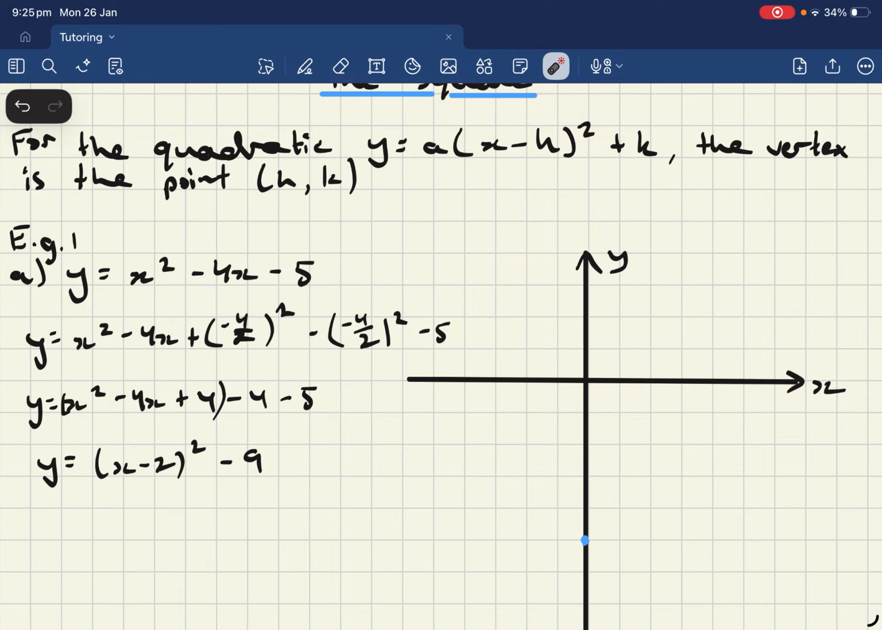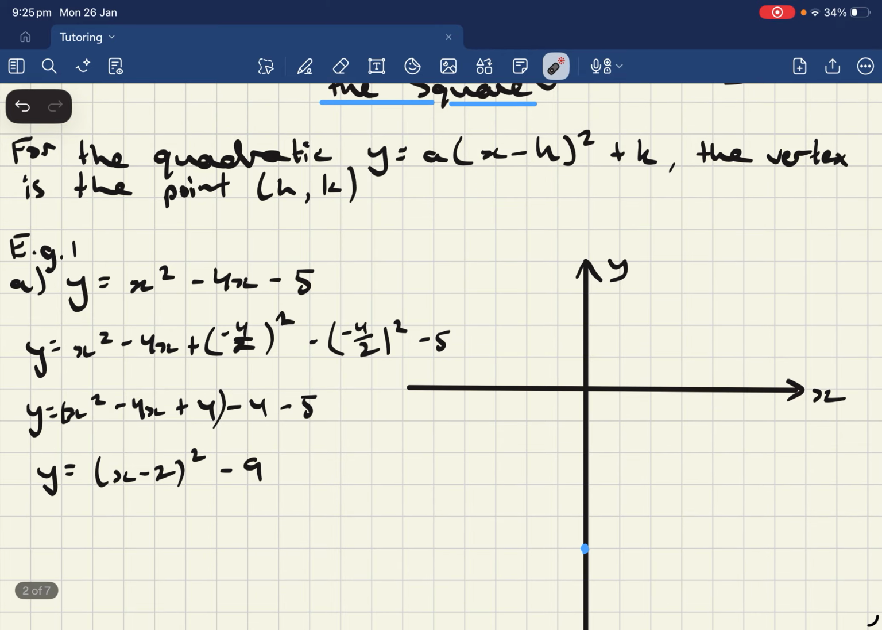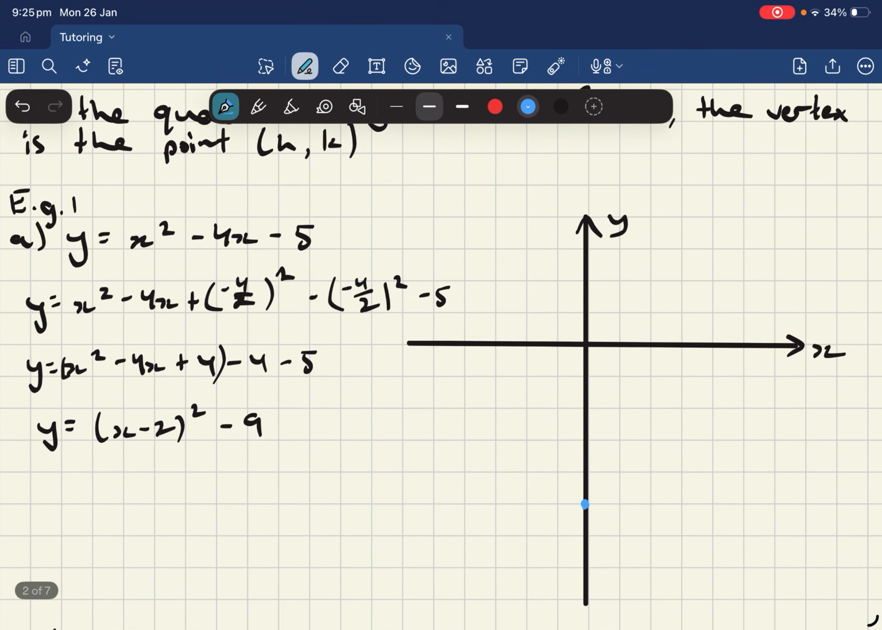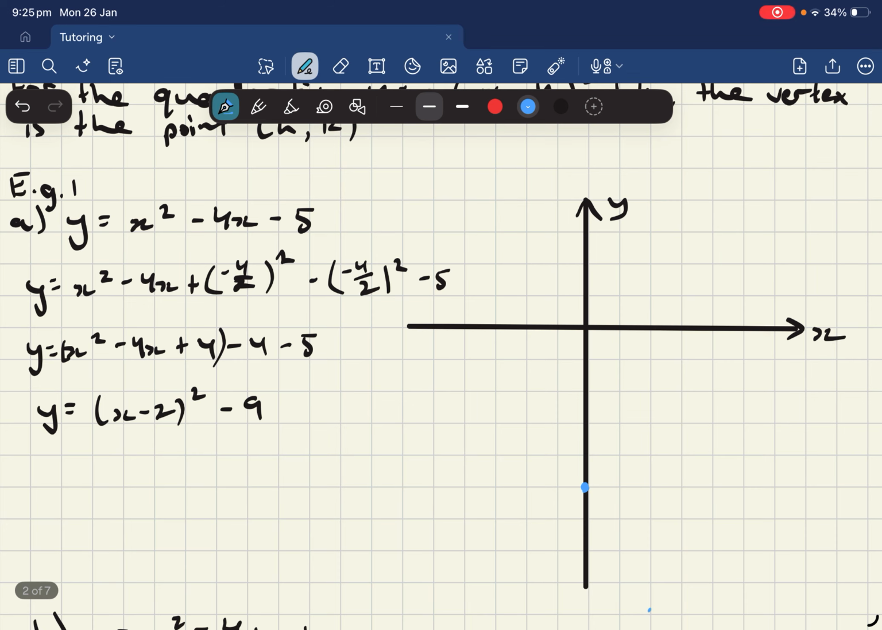Now from here, we can read off where our vertex is going to be. Now this h value, because it's currently in this form, is going to be 2. The k value is going to be negative 9. So that means our vertex is going to be at the point 2, negative 9, which is all the way down here. Now, what we also want to do is find the x-intercepts.